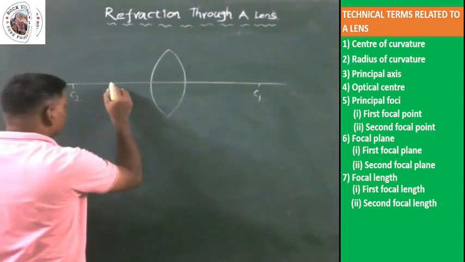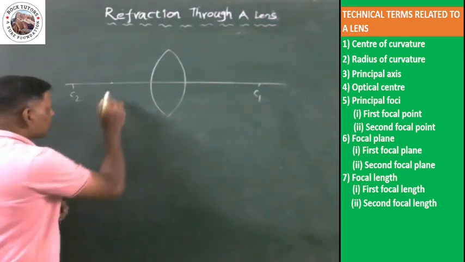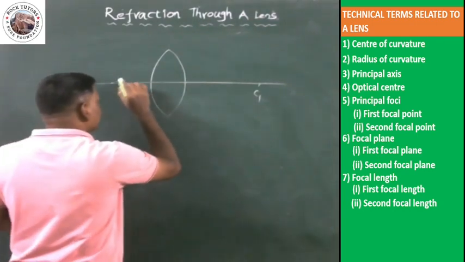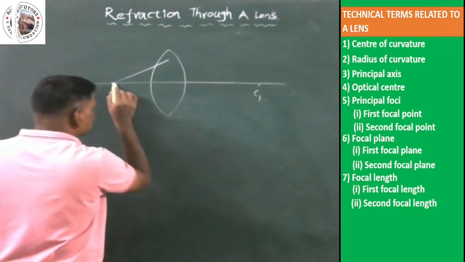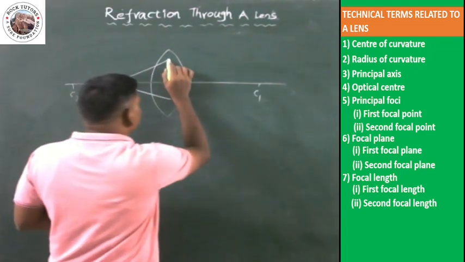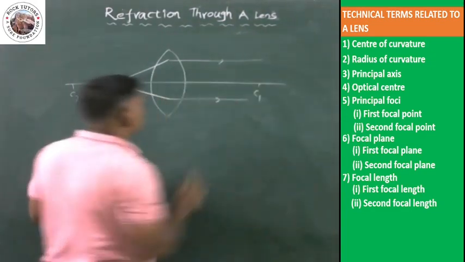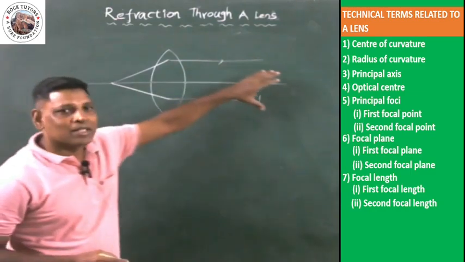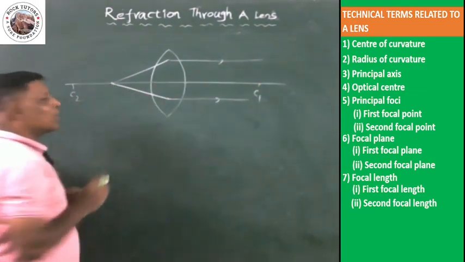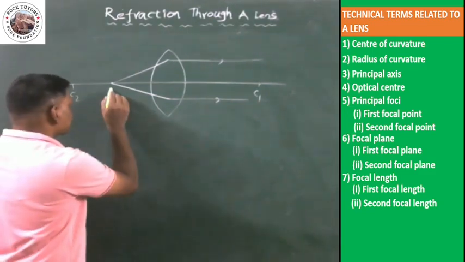First focal point. If a beam of light from this point is going like this, after refraction these rays are parallel to the principal axis. Now, this point is called the first focal point, F1.